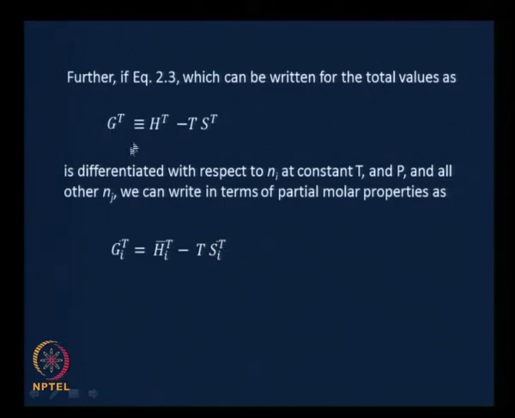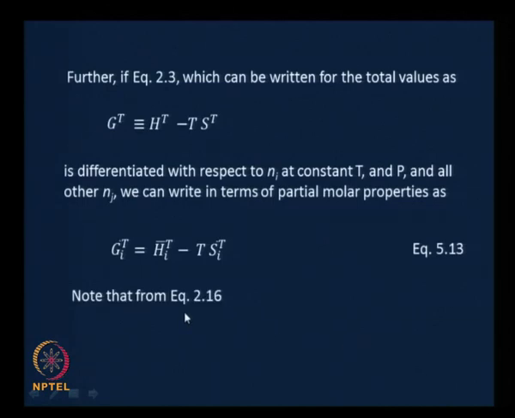Now we are differentiating each term with respect to n_i at constant T, P and n_j, and by definition that derivative would be G_i^t hash. By definition, this derivative would be H_i^t hash, and this one would be minus T S_i^t hash. We will call this equation 513.